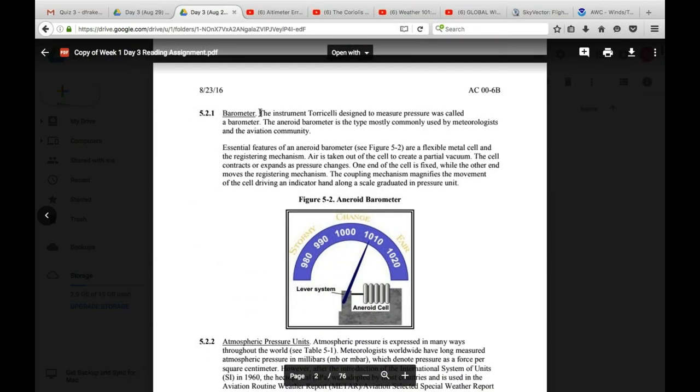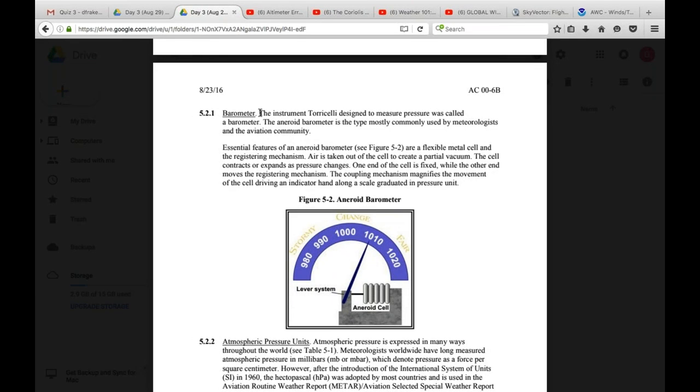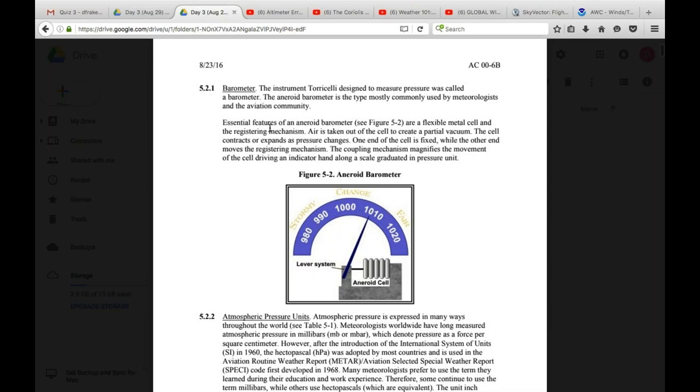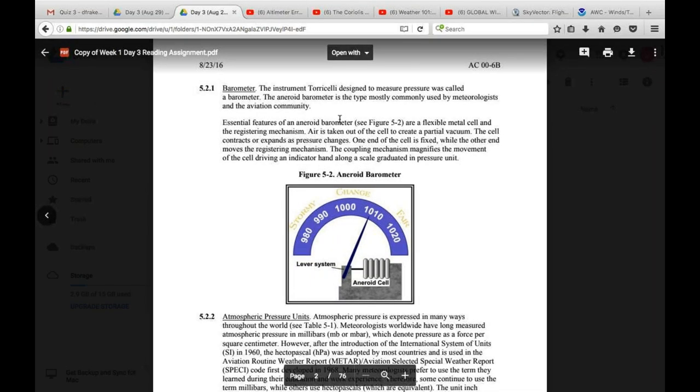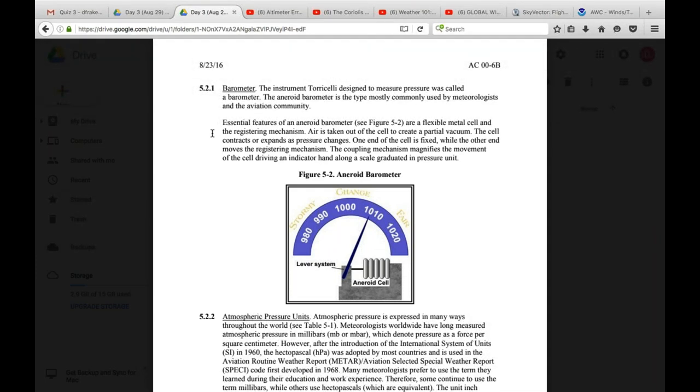So a barometer is basically a measure of what the pressure is in the air. The instrument Torricelli designed to measure pressure was called a barometer. The aneroid barometer is the type most commonly used by meteorologists and the aviation community. Essential features of an aneroid barometer are a flexible metal cell and a registering mechanism. Air is taken out of the cell to create a partial vacuum. The cell contracts or expands as pressure changes.